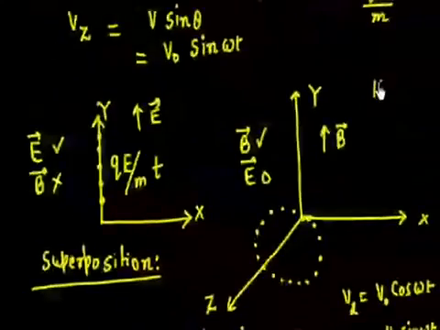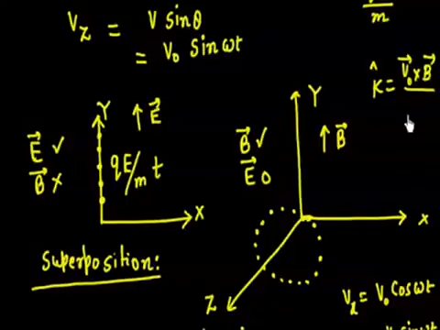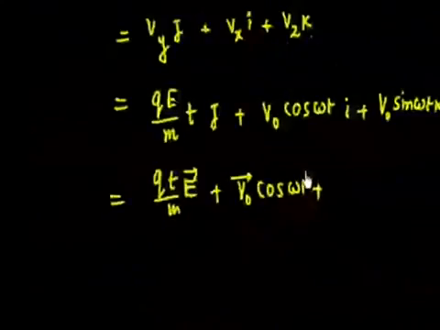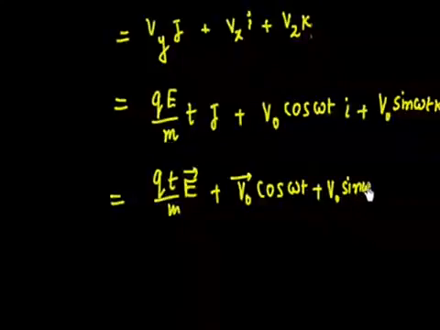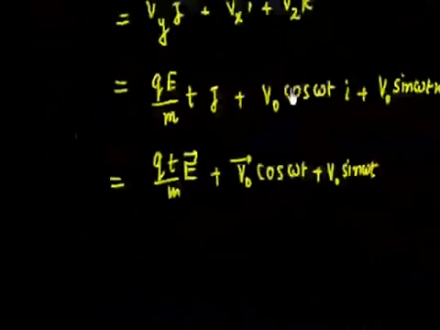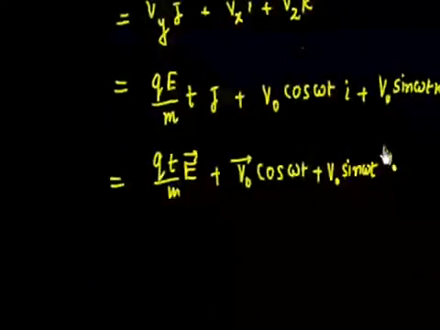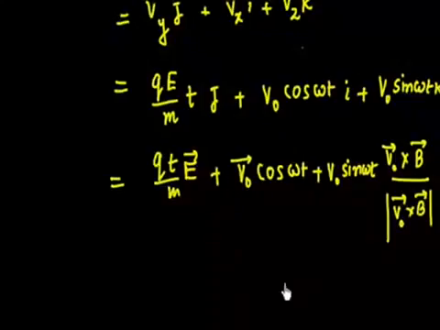I can write it here itself. What is the unit vector in the k direction? V naught cross B, or E you can also write, divided by the magnitude of V naught cross B. So this will give you the k vector. So I can write this vector V naught sin omega t times V naught cross B divided by the magnitude of V naught cross B. So this is the final velocity we will have.